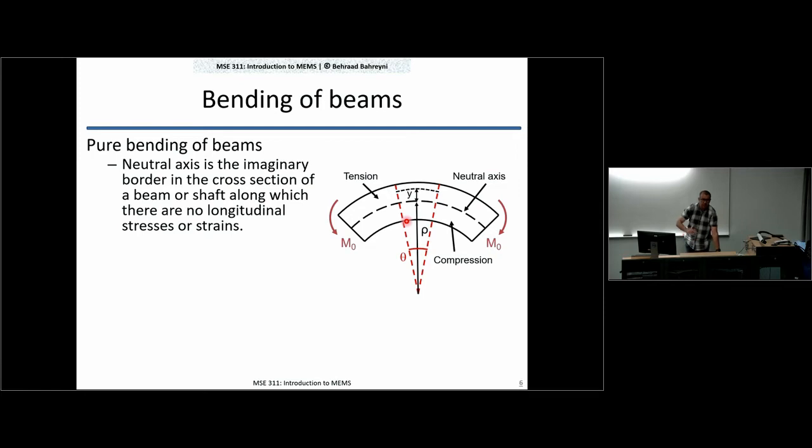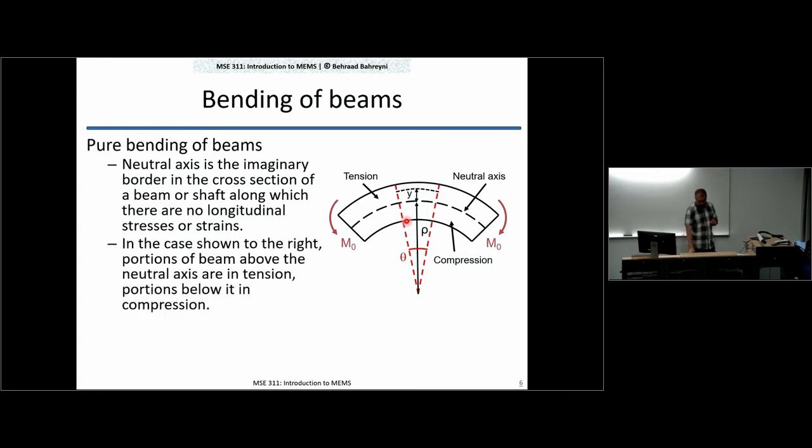It's an imaginary border between where you have tensile stress at the top part of the beam and compressive stress at the bottom part of the beam. Because the stress along the neutral axis is zero, it will not elongate or become shorter. Basically, the strain will also be zero along the neutral axis.